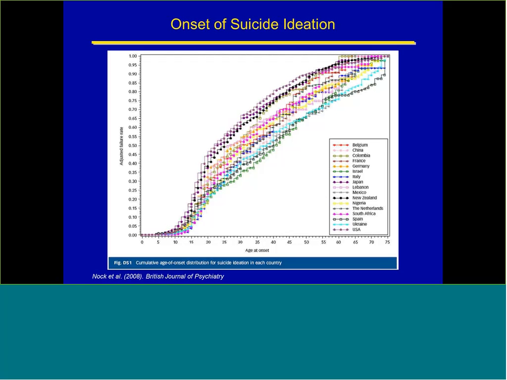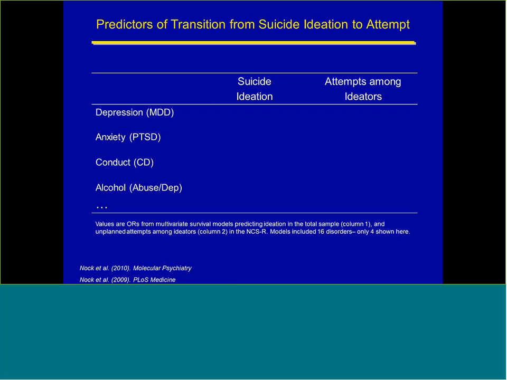This figure shows for 17 different countries we examined the cumulative age of onset distributions for suicide ideation, so increasing risk of first onset of ideation. We see virtually no suicidal ideation or thinking in childhood, and in every country we examine, we see a skyrocketing in thoughts about suicide during adolescence and young adulthood. So although there are differences in the rates of suicidal thoughts and behaviors cross-nationally, once people say they're there, they look very similar in every country we examine.